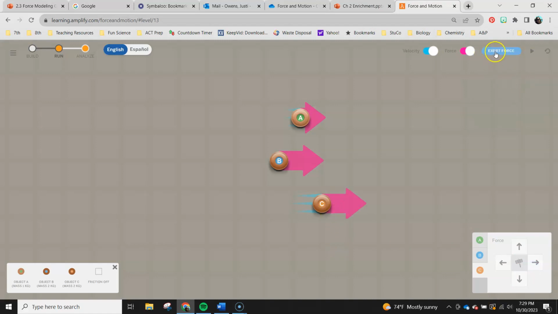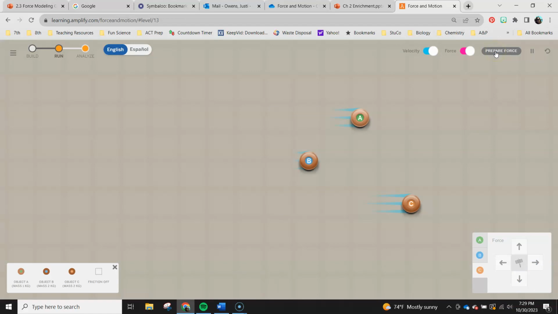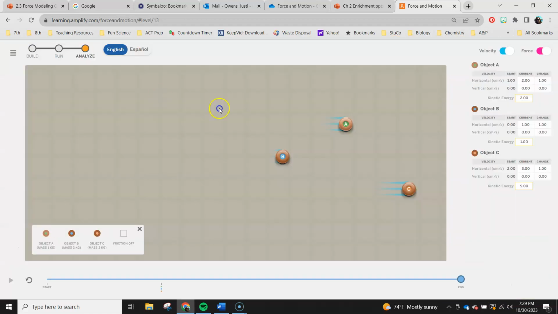Okay, and I'm going to go ahead and prepare force. Okay, so if we take a look at our analyze, they all have a change of 1 centimeter per second. So puck A started out going 1, it sped up to go 2. Puck B started out at rest and sped up to go 1. It had a change of 1.